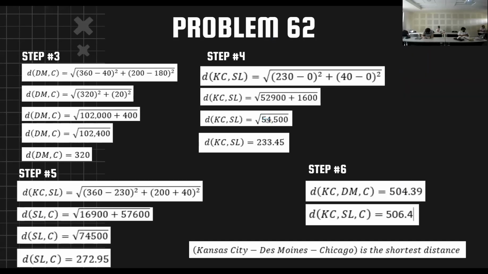Okay, so next we have to find the distance between the other cities, which is Des Moines and Chicago. And so we have to substitute our X and Y values like we did before, based on the graph. And we get that the distance is 330 miles. And then we have to substitute Kansas City with St. Louis, by substituting our X and Y values and getting the result of 233.45 miles.